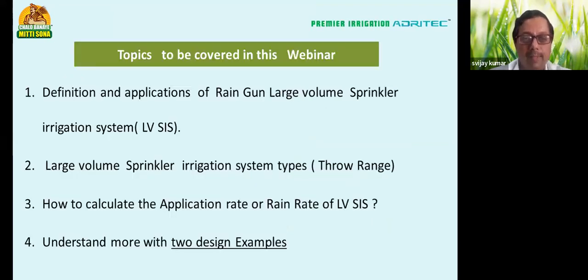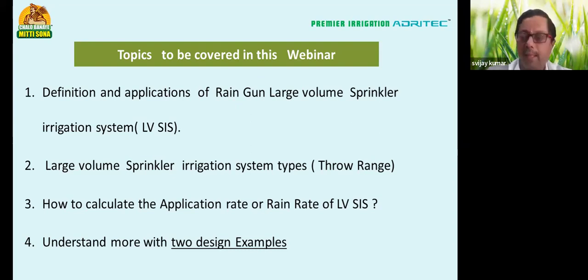In this webinar, we will be dividing it into four parts. In the first, we will understand what is the meaning of a large volume sprinkler irrigation or a large volume rain gun system, what are the different types of large volume sprinkler irrigation systems that are available in the market, and how do you calculate an application rate or the rain rate.